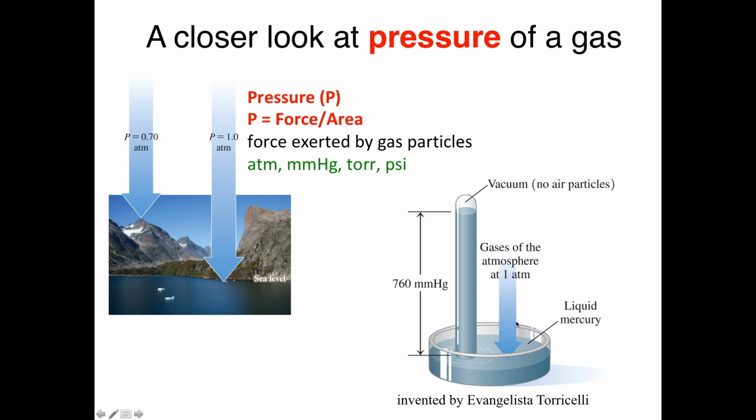If we were to take this column and put it up at the top of a mountain, you would see that this number would decrease, right? That's how we got millimeters of mercury. That unit has now been replaced in the SI system, but we still use it sometimes. We now replace it with the torr, named for the inventor of this apparatus. And 1 millimeter of mercury is equal to 1 torr.